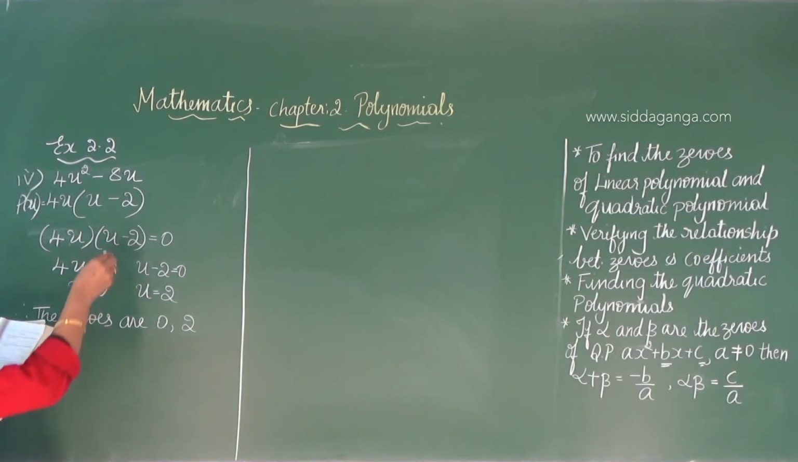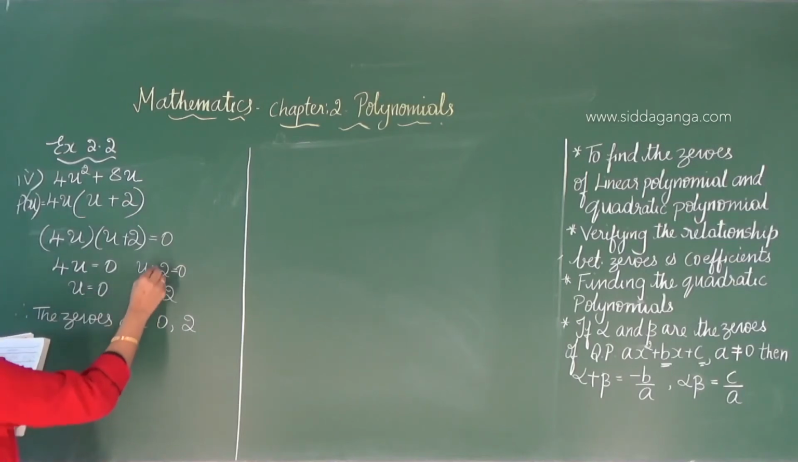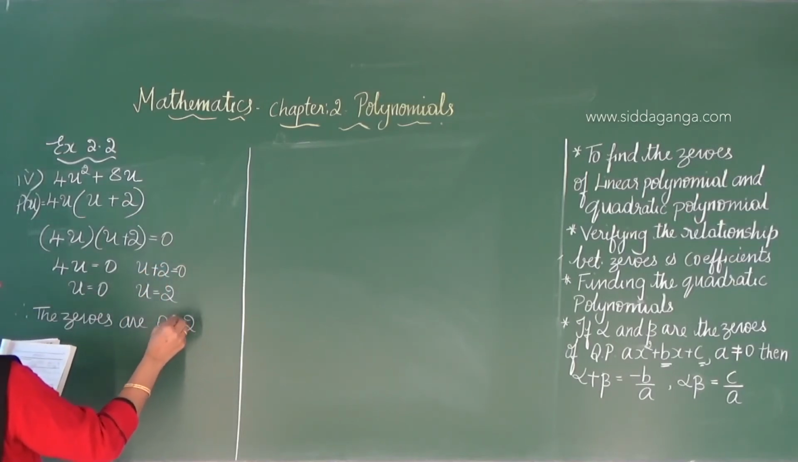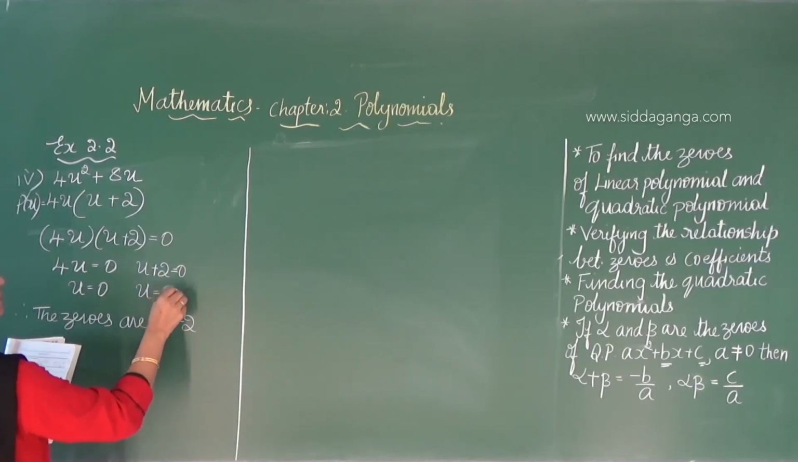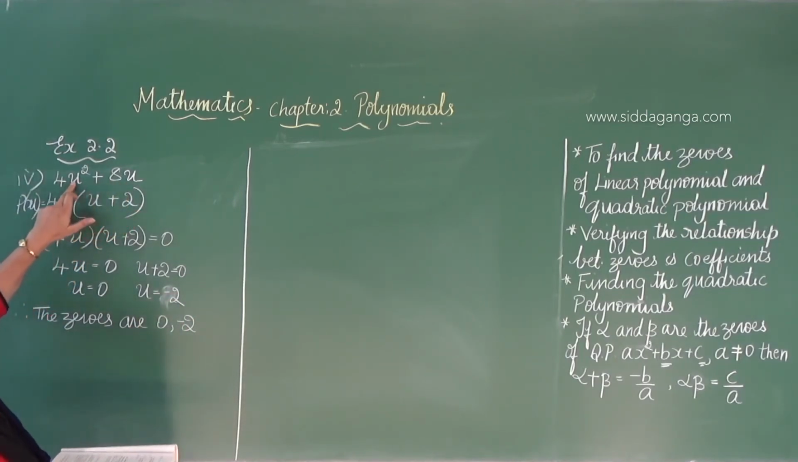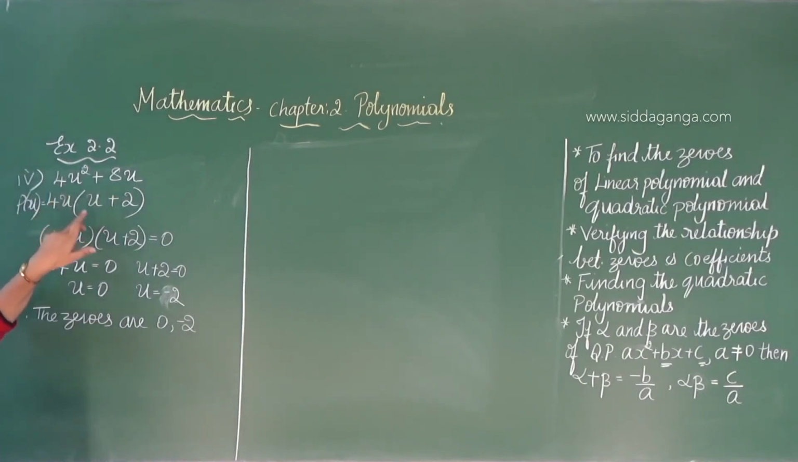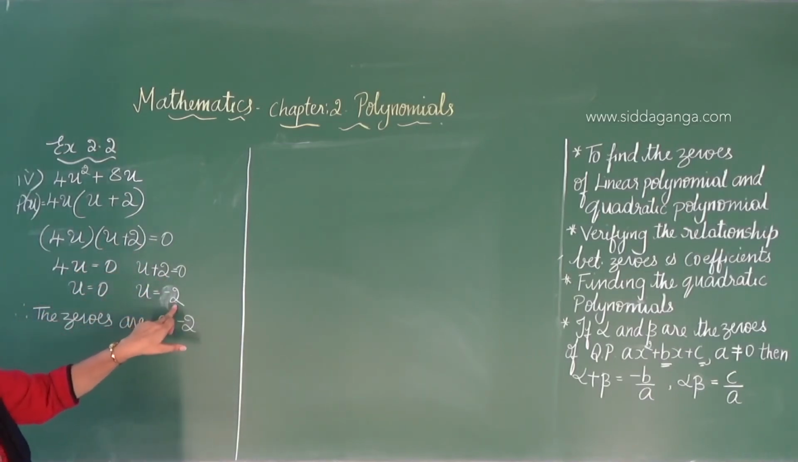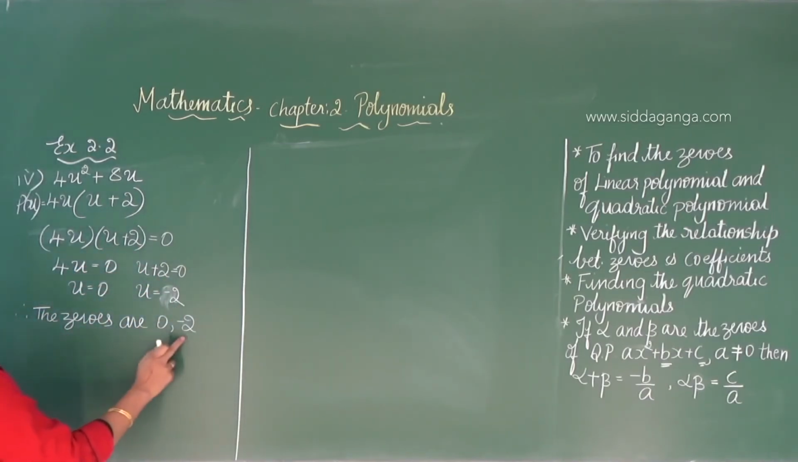Sorry, here the question is plus. So this one will become minus 2. So the question is 4u square plus 8u. So 4u is common and u plus 2. 4u is equal to 0 and u plus 2 is equal to 0. So u is equal to minus 2. Therefore the zeros are 0 and minus 2.